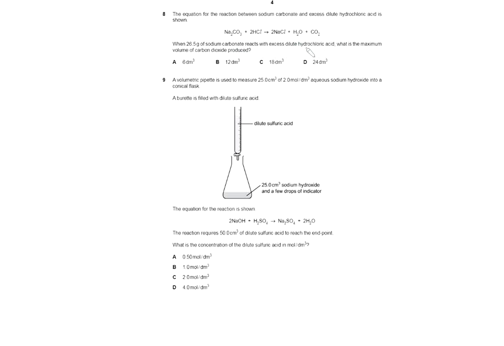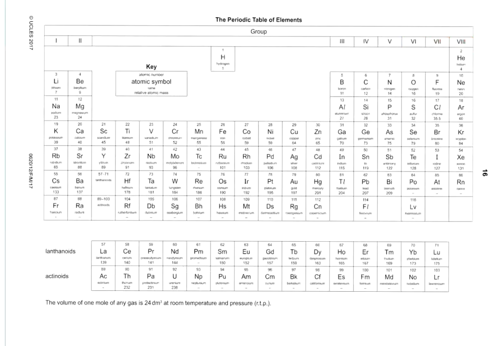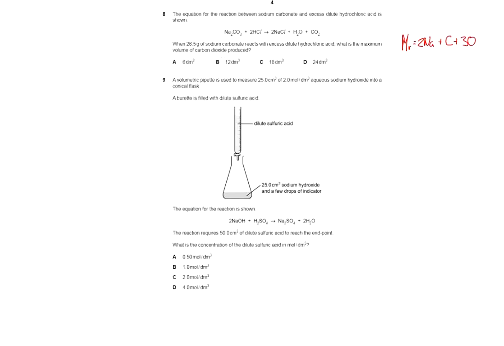So we have dilute hydrochloric acid in excess. That means all 26 gram of sodium carbonate will react. It looks like we probably should look up the Mr, the relative molecular mass or the relative formula mass of sodium carbonate. So we have 2Na plus the relative mass of carbon plus 3 times oxygen. Na, if we check the periodic table, has a mass of 23, carbon has a mass of 12, oxygen has a mass of 16.